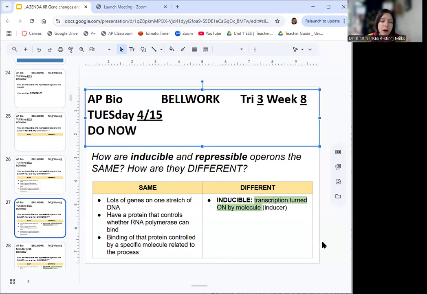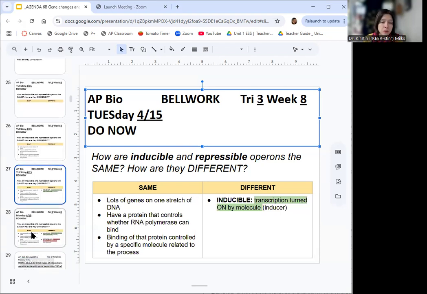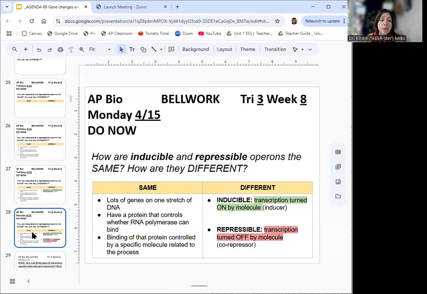An inducible operon is one where transcription is turned on by a molecule, that's the inducer. In contrast, a repressible operon is one that's turned off by a molecule, a co-repressor. And both of these, as you'll remember, are different from a signaling molecule that comes in from the outside world, like a hormone, for example, to control changing gene transcription and translation.